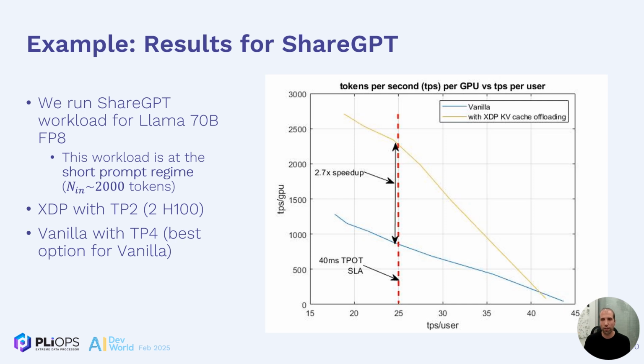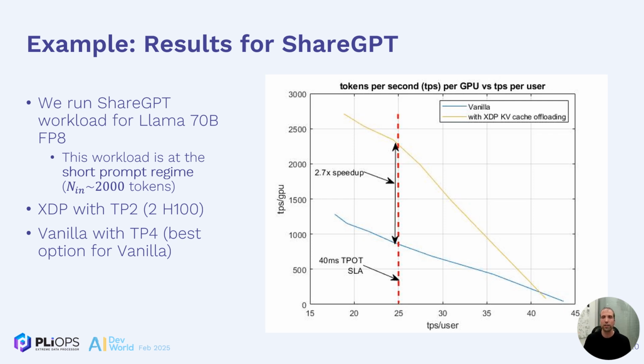So let's look at the plot here. The x-axis is tokens per second per user, so basically the throughput that each user is experiencing. And the y-axis is the tokens per second per GPU, which reflects the overall system efficiency. So the higher the TPS per GPU, the higher the tokens per second we can generate and the more users we can sustain.